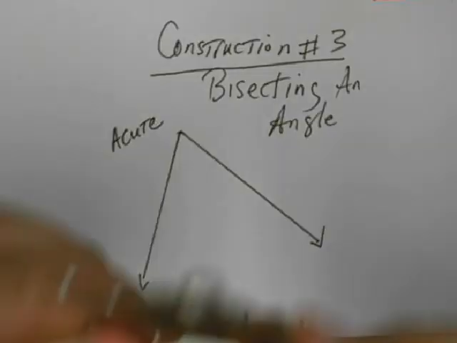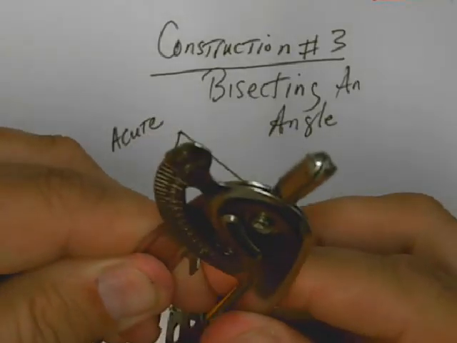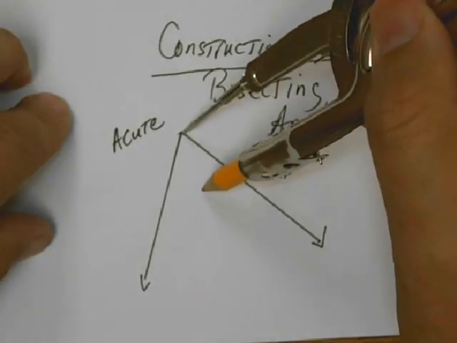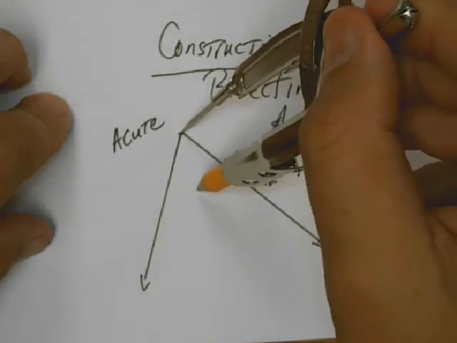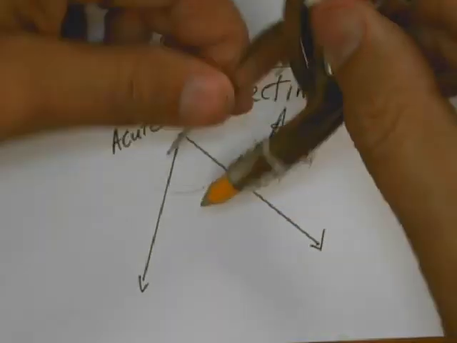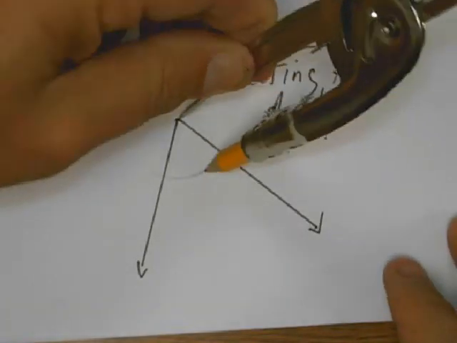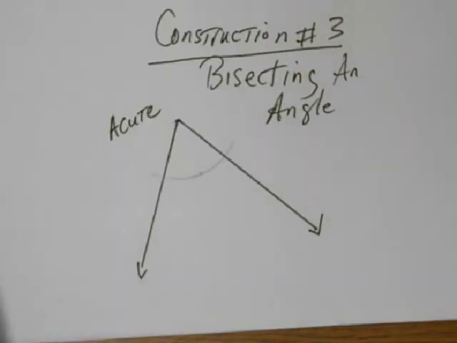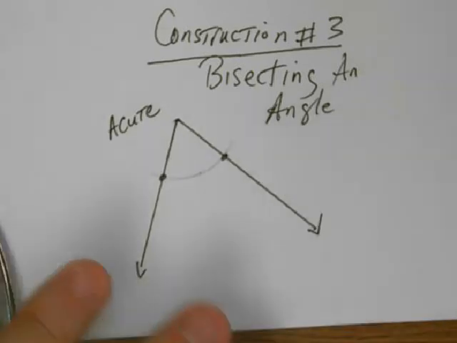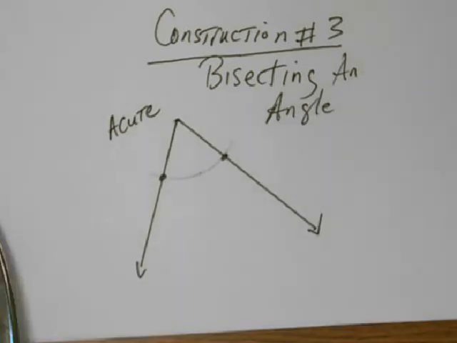It's pretty simple. Start with any width of your compass. Does not matter the width. Put it on the vertex. And make an arc, just like before, that connects the rays. Make an arc that connects the rays. Now again, I like to highlight the points of intersection. I just think it helps. I'm going to put a point there and a point there. Everyone good? That should be really easy, right?